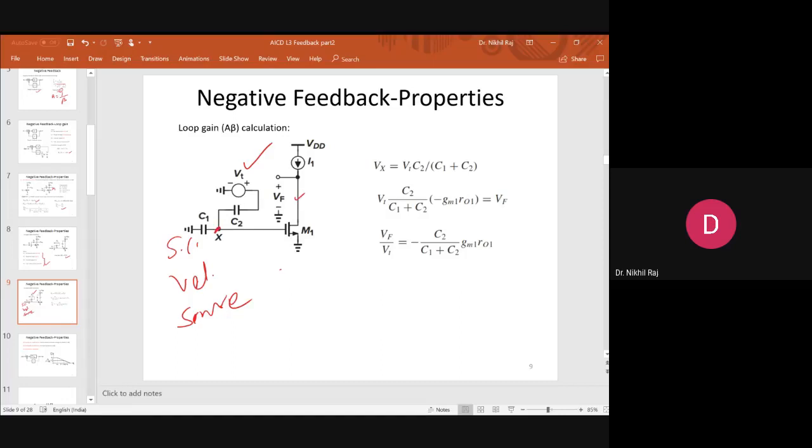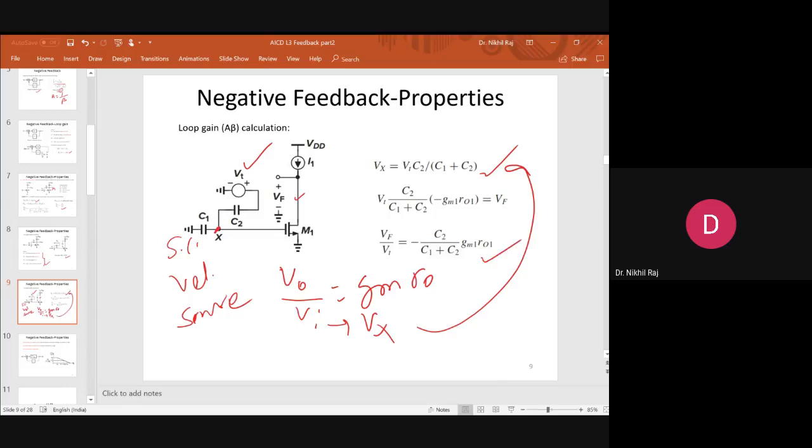So what is Vf here? This is a common source amplifier with a current source load, and we know v naught by vi equals gm into r naught. Here this vi is nothing but your vx terminal, and vx is given by this network, this equation, Vt into c2 by c1 plus c2, and just equating you will get the value of Vf by Vt. We know this is your A, so definitely this will be your beta value. So estimating the loop gain and beta, we estimate.